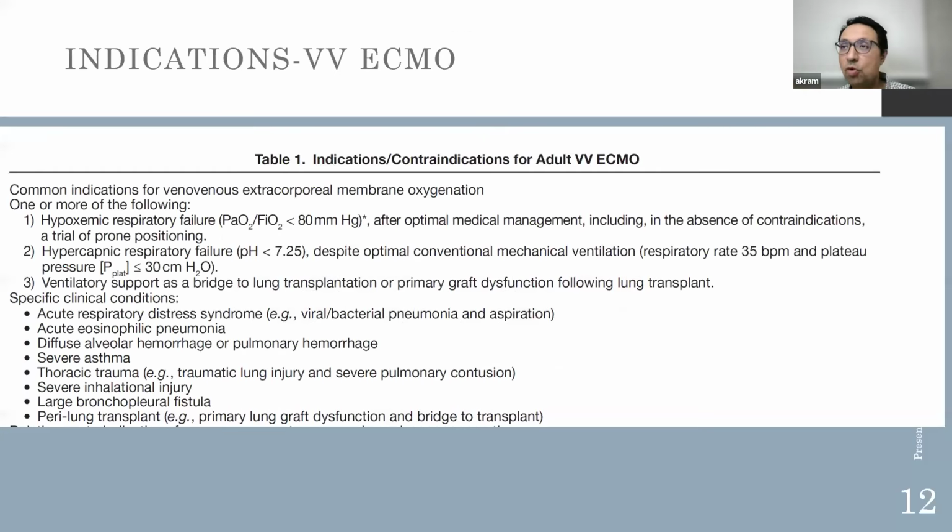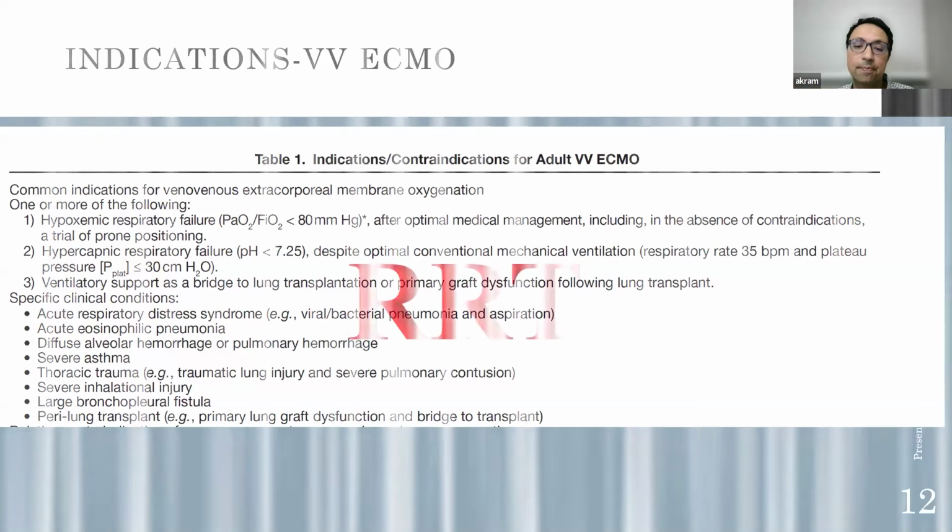In veno-venous ECMO, we use it to replace the lungs, especially in hypoxic patients where the PaO2/FiO2 ratio is below 0.8, despite lung protective strategy on mechanical ventilation. So we use ECMO when the mechanical ventilator fails to maintain oxygenation, or there is a steep rise in the CO2 levels. All this, of course, happens in the intensive care.